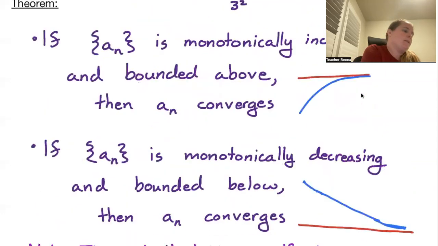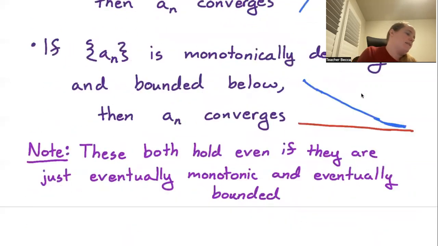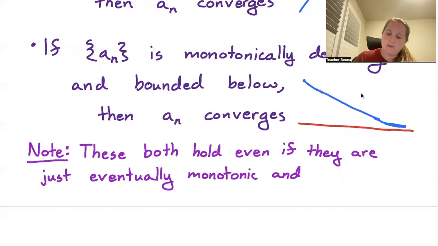Even though the theorem states that it's just flat out monotonically increasing or decreasing, the theorems for convergence do apply as long as it's eventually monotonically increasing and bounded above, or eventually monotonically decreasing and bounded below. Again, we don't actually need eventually when we refer to bounded, because if it is bounded, it's only eventually bounded if it's bounded, right? So we could just change that to bounded. We don't need the eventually there.